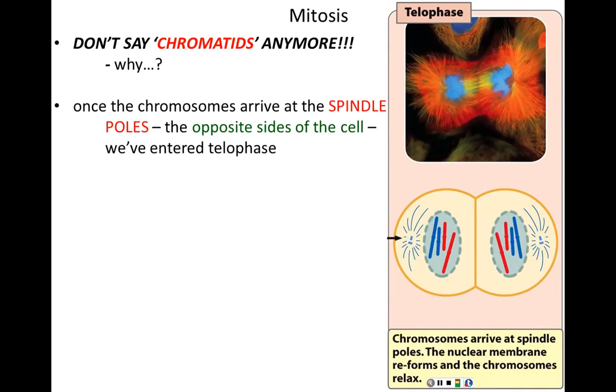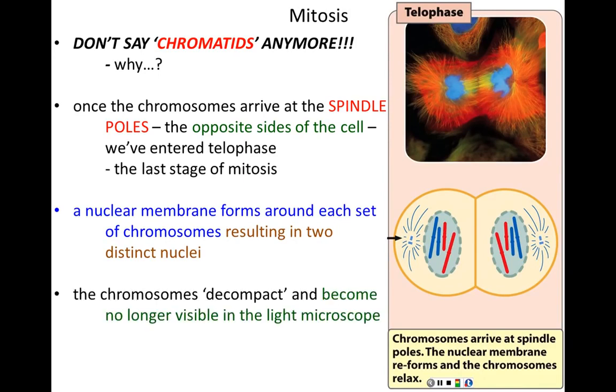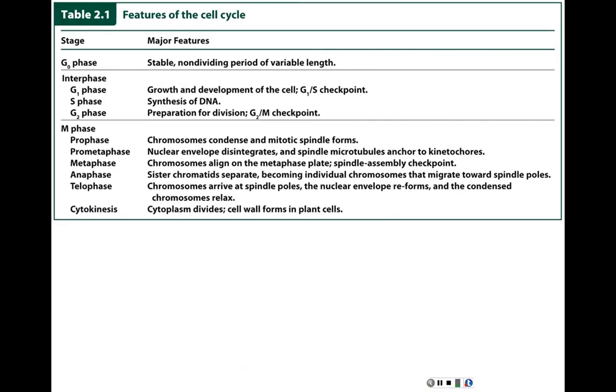Once those independent chromosomes arrive at opposite sides of the cell, called the spindle poles, we've entered telophase, the last phase of mitosis. A nuclear membrane forms around each new set of chromosomes, resulting in two new, distinct but identical nuclei, each containing an identical set of chromosomes. The chromosomes decompact. They lose that denseness that they took on at the beginning of prophase. They no longer are visible in the light microscope. They are now accessible and can be used as instructions by the cell. And in many cells, cytokinesis also occurs simultaneously with telophase. Cytokinesis, again, is true cell splitting.